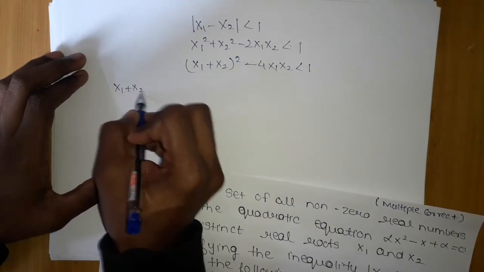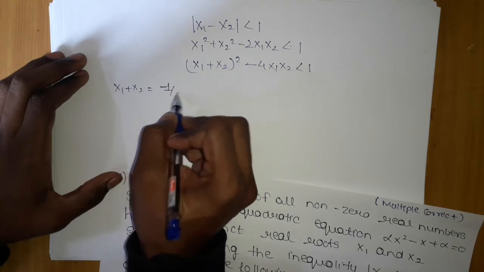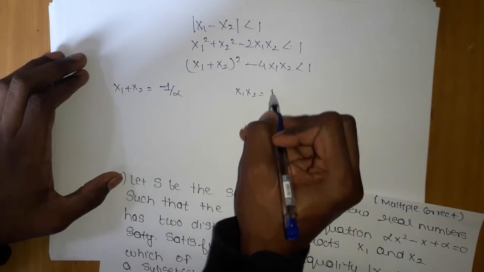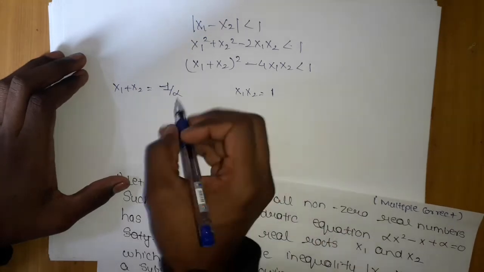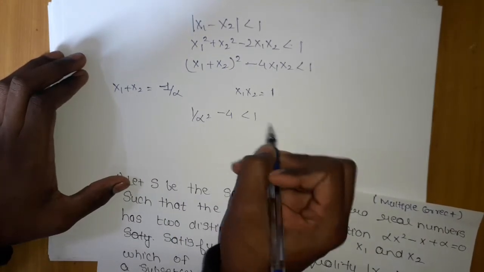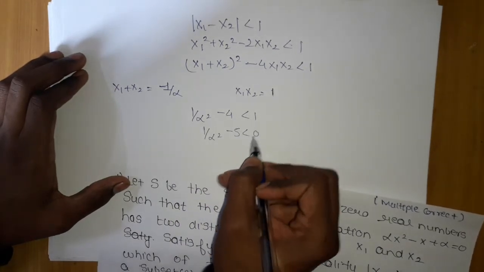X1 plus x2 we have minus 1 by alpha, and x1 into x2 we have alpha. Okay, so we have both the values. So now let's put the value: 1 upon alpha square minus 4 should be less than 1. If I bring 1 here, what I get is 1 upon alpha square minus 5 should be less than 0.